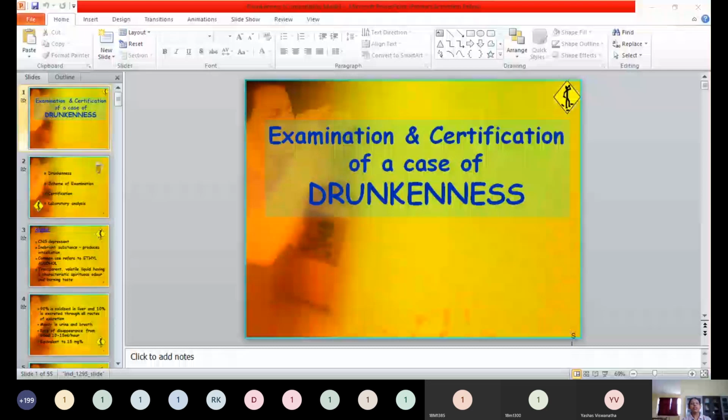90% of ethyl alcohol is oxidized in the liver, and 10% is excreted through all routes of excretion. That is the metabolism. Since it is excreted through all the routes, it is mainly excreted in the urine and the breath. The rate of disappearance from the blood is 10 to 50 ml per hour, which is equivalent to 50 milligram %.